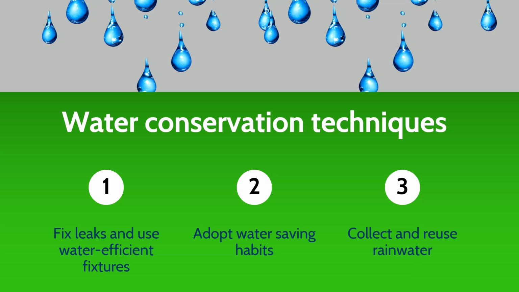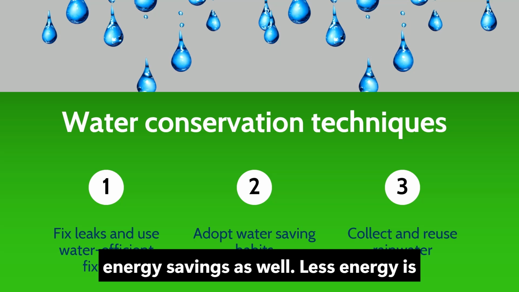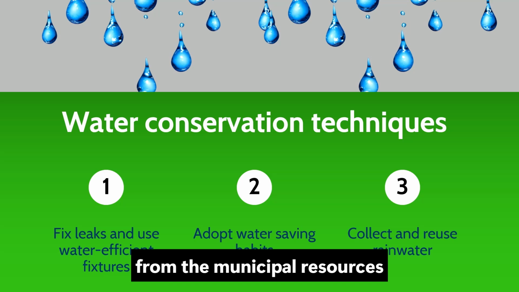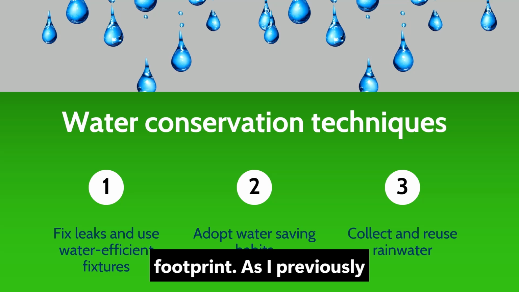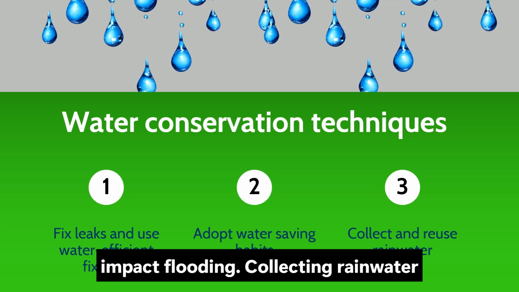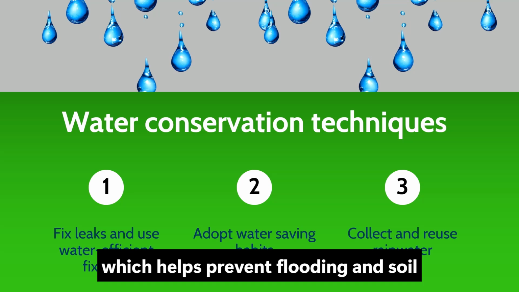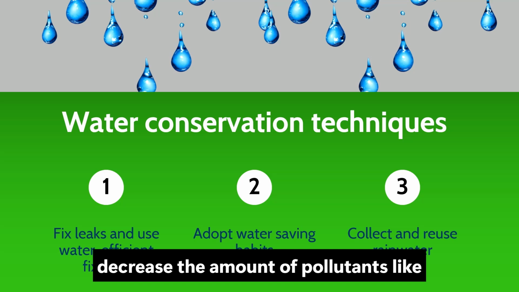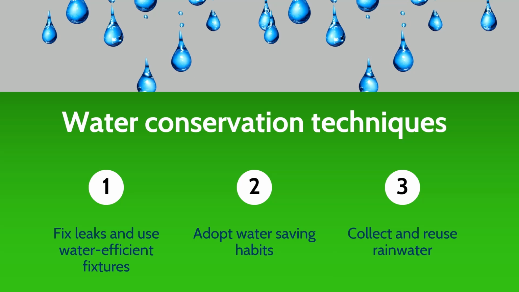And I cringe when I think about what happened in Flint, Michigan years ago with their water system. Using rainwater when possible means energy savings as well. Less energy is used to treat, pump, and transport water from the municipal resources to your home, reducing your carbon footprint. As I previously mentioned, reducing runoff does impact flooding. Collecting rainwater minimizes the volume of stormwater, which helps prevent flooding and soil erosion. And by reducing runoff, you decrease the amount of pollutants like fertilizers and chemicals that can enter rivers and lakes.